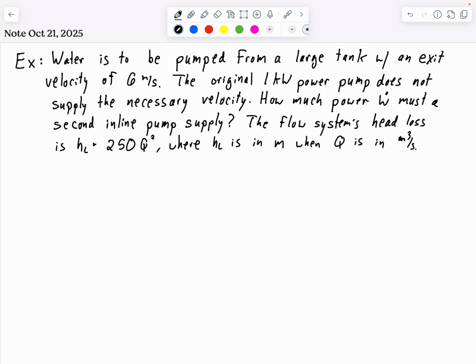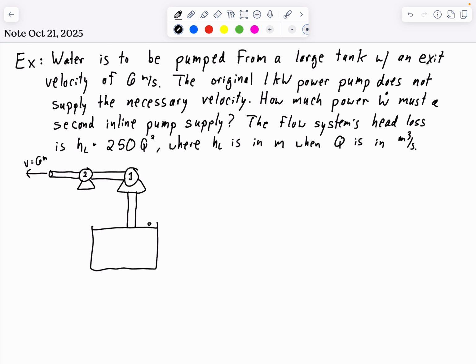So let's draw our system down here. We have a large reservoir, which is filled with water. And there's some pump up here. This is our first pump, number 1. And there's some piping system that connects these two. And we have an outflow from this pump. And we are going to need a second pump. This is pump number 2, leading to our outflow. And the outflow velocity we know must be 6 meters per second.